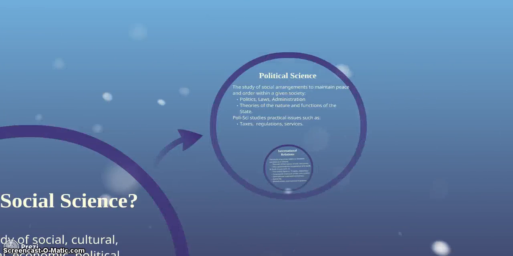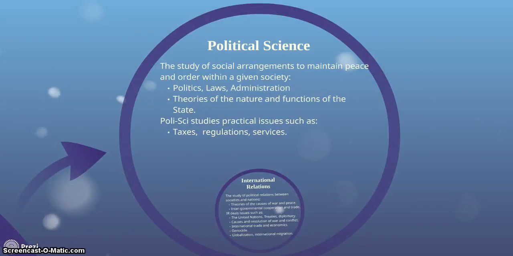So we also are going to take a look at political science. A lot of people who want to go into law will do their undergraduate major in political science. This would include social arrangements to maintain peace and order within a given society, politics, laws, administration, elections, political parties, theories of the nature and functions of the state. Political science also includes practical issues such as taxes, regulations, and services.